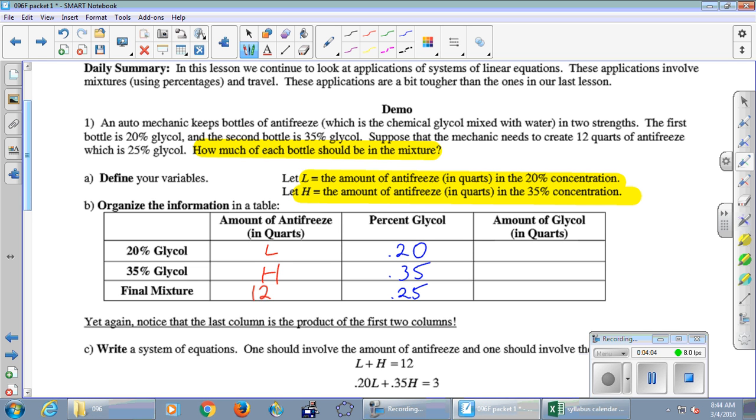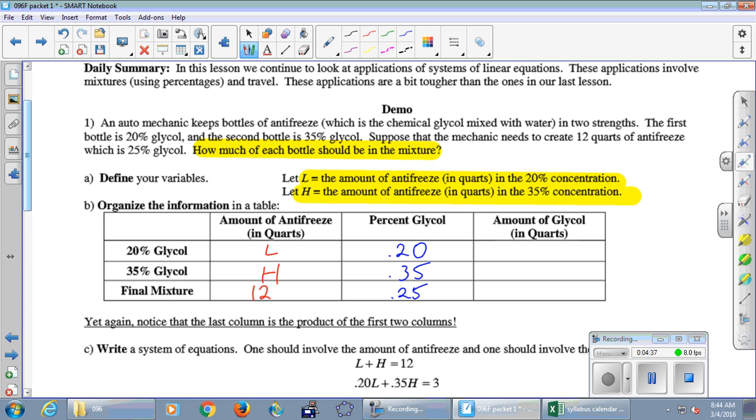Okay, and we said it before, but we'll say it again. The last column, if you set the table up right, is just the product of the first two columns. I'm hoping you buy it here. The last column represents the amount of glycol. I thought that was the first column. What's the difference between the first column and the last column? Right. The first column includes the water. The last column is just the glycol only, right? They're both number of quarts, but they're different. So antifreeze, remember, is the water with the glycol. Last column is just the glycol only.